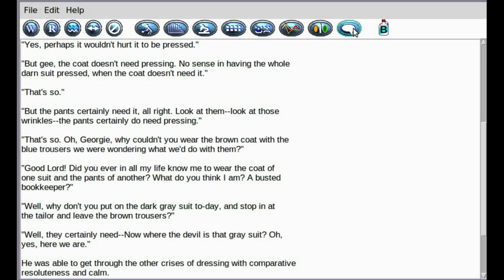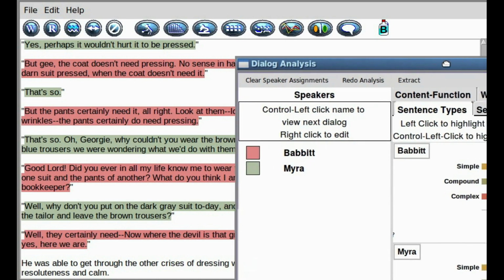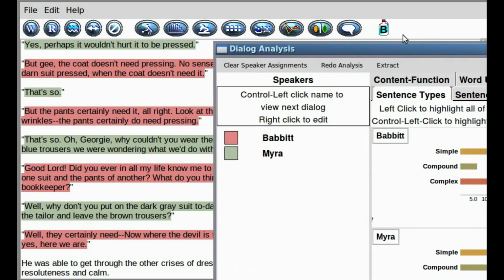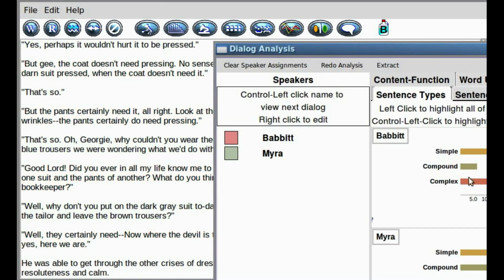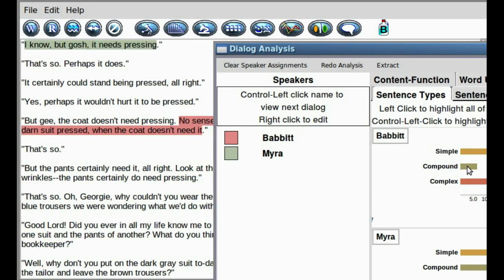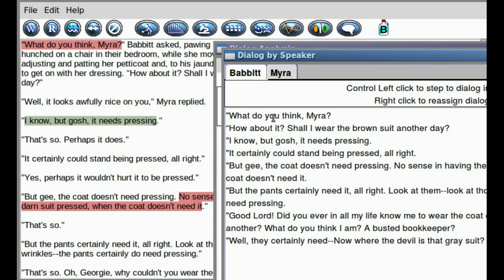Initially, Editomat identifies each piece of dialogue by speaker. We can also identify and locate each line of dialogue by type of sentence, sentence length, or by the individual line of dialogue. After we do the initial analysis, we bleach out all of the per speaker highlights and drag over the analysis window. When we left-click on compound, it highlights all of the compound sentences. When we control left-click on one of the bars, Editomat takes us to the next line of dialogue that matches this type. From the extracted dialogue, we can left-click on any line of dialogue, and Editomat will immediately take us to that line of dialogue in the text.